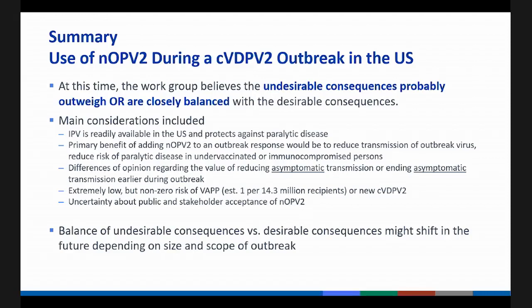So either the circulating virus or the vaccine virus would be expected to replicate in the gut for up to 6 weeks, typically. I don't know the answer to the question if a person had been recently infected with circulating VDPV2 and then got novel OPV2, if post-exposure vaccination offers any protection. I don't know that off the top of my head.